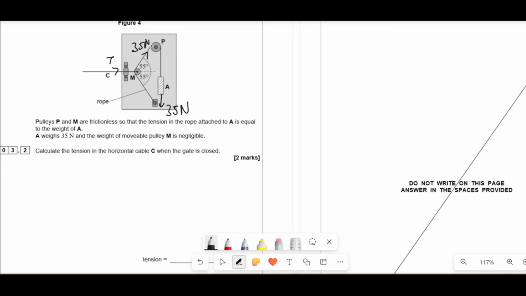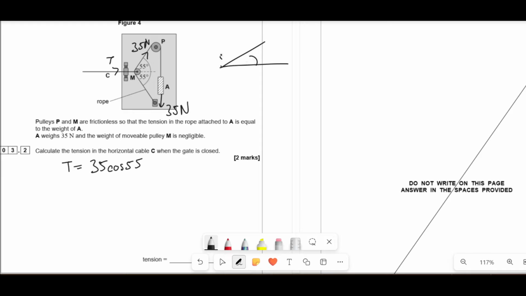We need to look at which part of this is going to be yanking the C like this. Its horizontal component is going to be yanking it like that. So that means that T would equal 35 in its horizontal component, so it's going to be cos 55. So 35 cos 55.